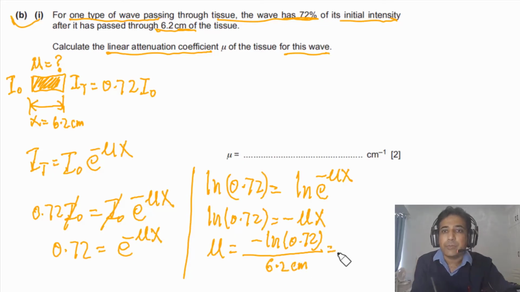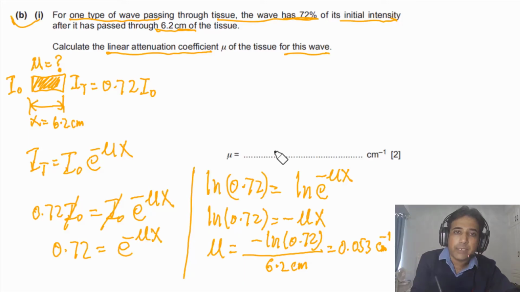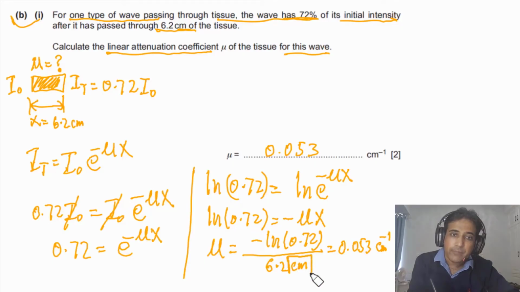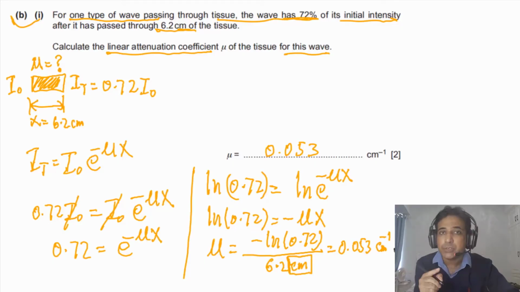Now if we solve this one, we will get 0.053 per centimeter. So this is the final answer. This is how you can calculate. It is a typical question. I hope this makes sense to you. You have to be very careful with the unit. As this unit is centimeter, we got per centimeter. If this unit was meter, we would get per meter.